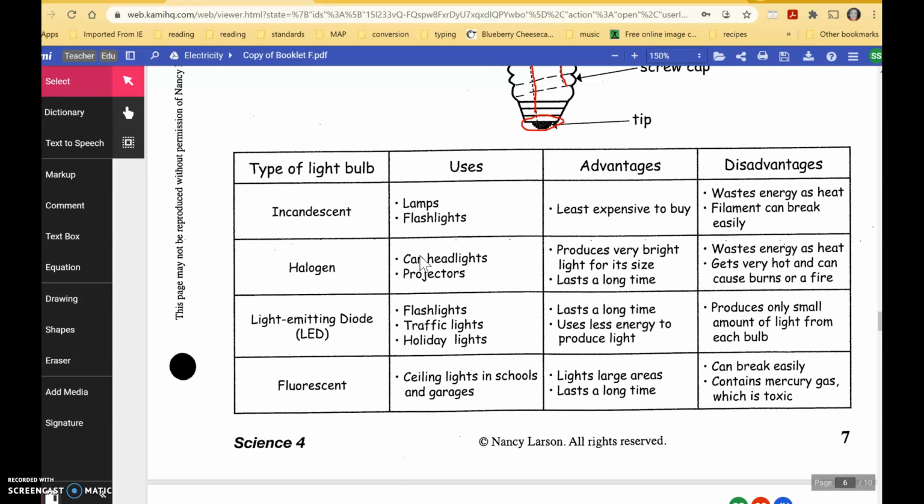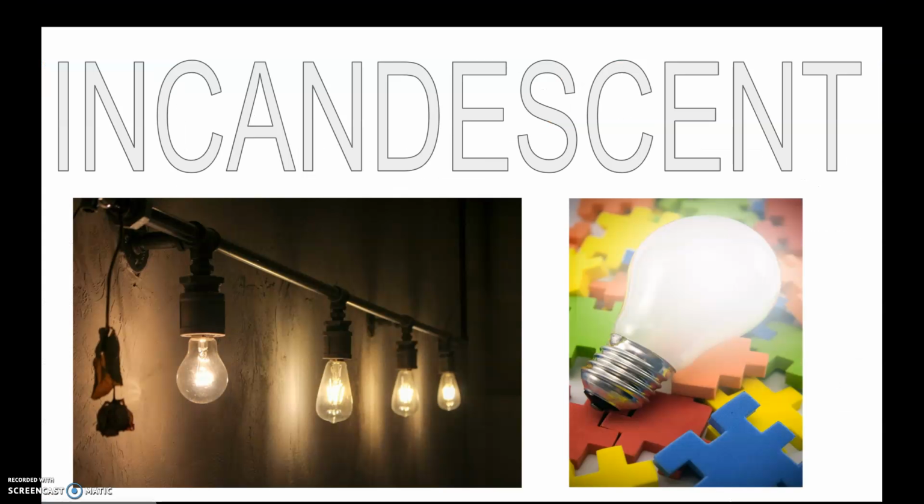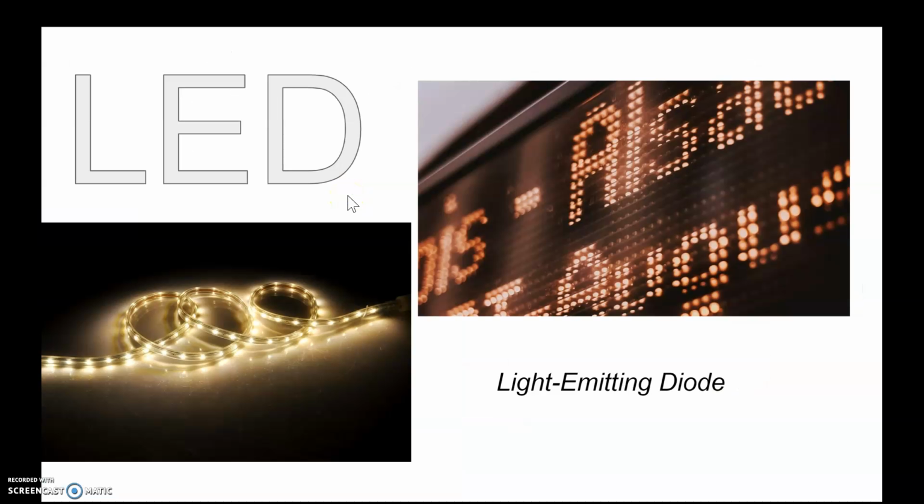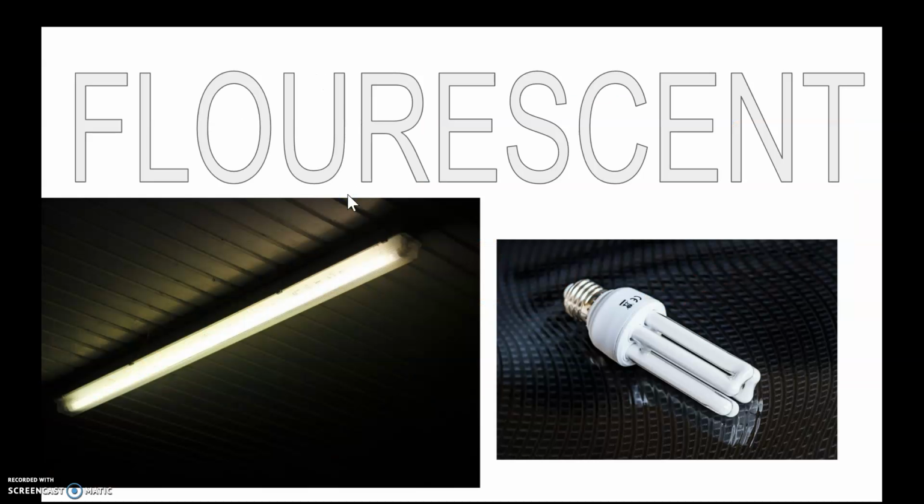So what does this chart actually show us? Take a moment and look and see what it shows us. While we continue to think about what the chart is showing us, I wanted just to show you again the 4 different types of light bulbs. We have the incandescent light bulbs, which is shown right here. We have the halogen light bulbs, which are right here. The LED, light emitting diode. And we have the fluorescent light bulb.